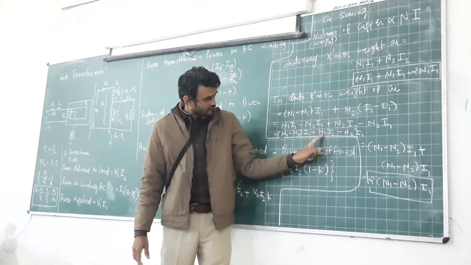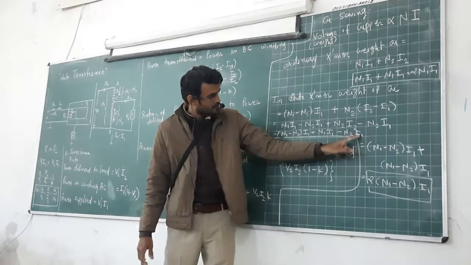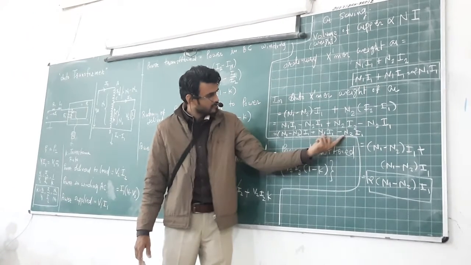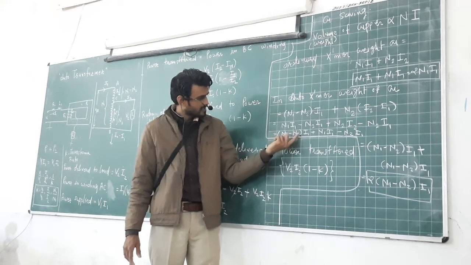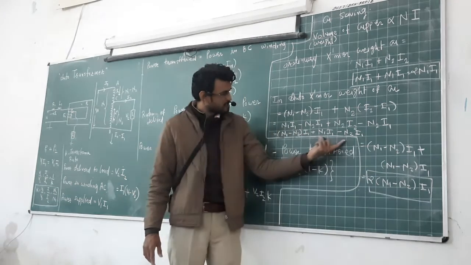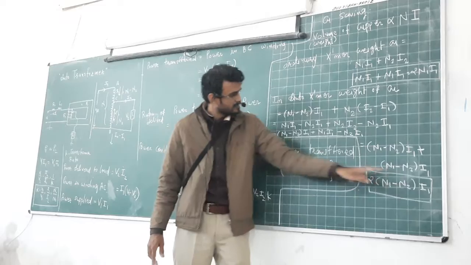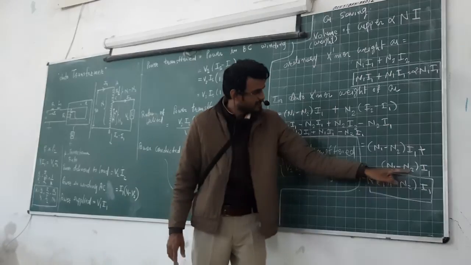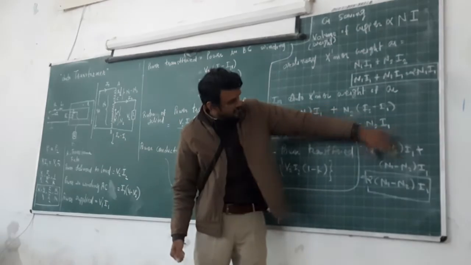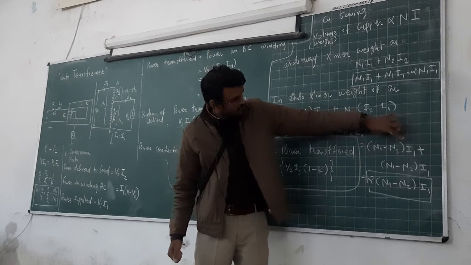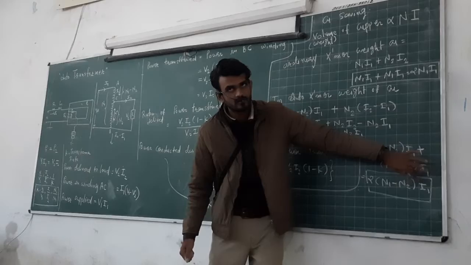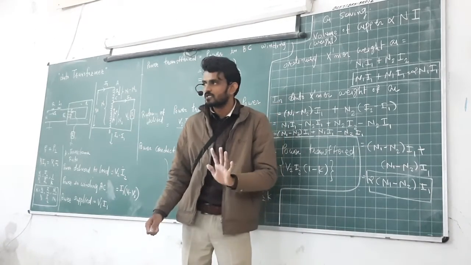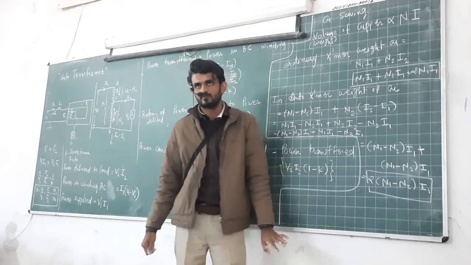And from here you can take I1 common, then there will be N1 minus N2. So this term as it is, (N1 minus N2) I1. In this portion again take I1 common, then remaining term will be N1 minus N2. So these two things are same. (N1 minus N2) I1, (N1 minus N2) I1. So 2 times (N1 minus N2) I1. Okay. And this is for the ordinary transformer.